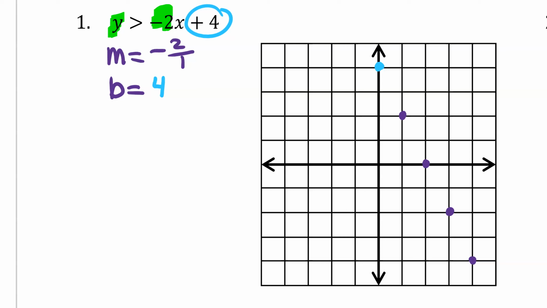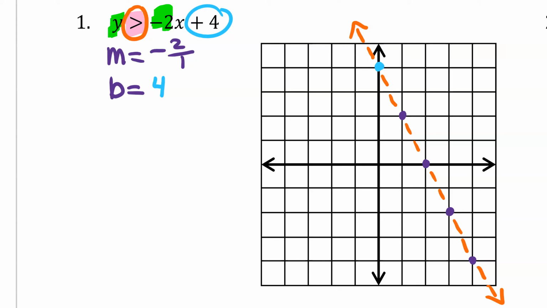Now we have to check out what's going on with our inequality. I have to ask myself, line or no line? There is no line underneath that sign. So when I draw my line on my dots, it's going to be a dashed line. See how I'm not just connecting them all? That's what you're going to draw. So, dashed line.